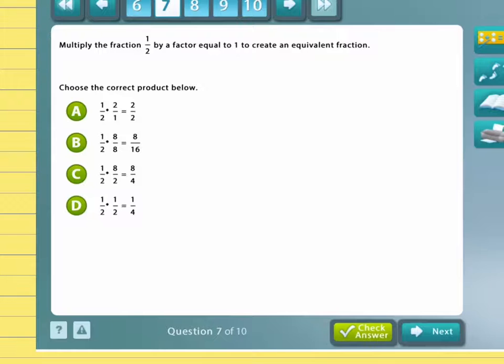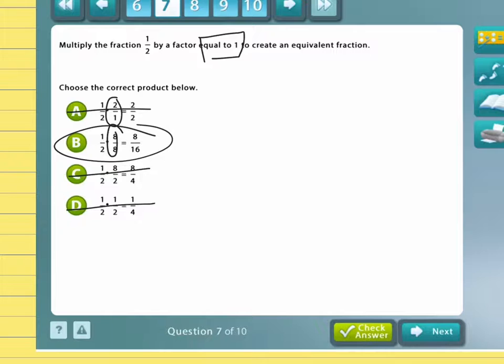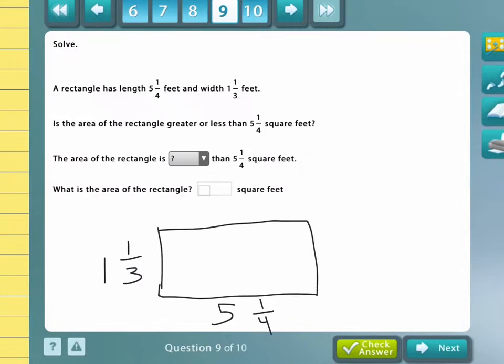Going back to a long time ago, what you do to the top, you do to the bottom. We're looking for numbers that multiply the fraction 1/2 by a factor equal to 1. So a factor equal to 1 is going to be 8/8. That is the same as 1. 2/1 is not the same as 1, so A doesn't work. 8/2 does not work. That's equal to 4. And 1/2 is not equal to 1. So the only one that's equal to 1 is B. 8/8 is the same as 1 whole. So B is our correct answer here.